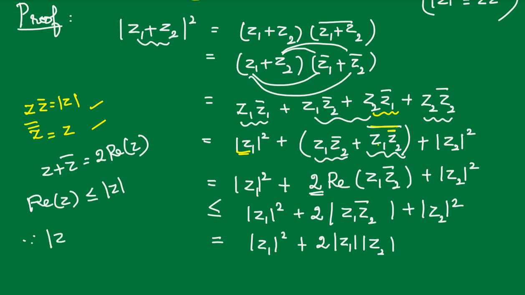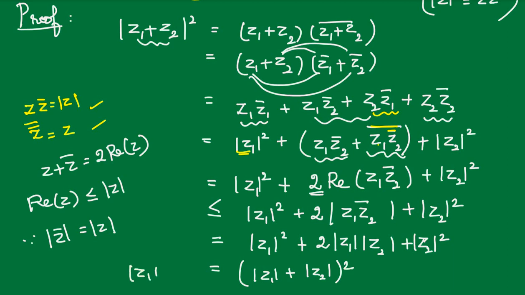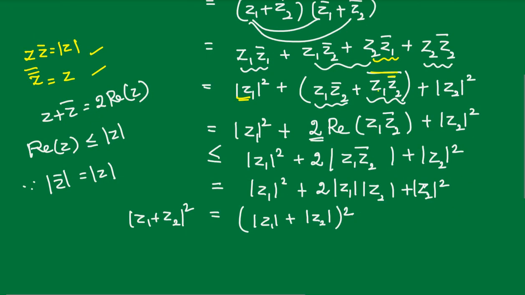Since we know that modulus of (z1 + z2) squared is equal to modulus of z1 plus modulus of z2 the whole square. Now both sides: the left-hand side is modulus of z1 plus z2 the whole square, which is less than or equal to modulus of z1 plus modulus of z2 whole square. Therefore, taking square root on both sides, it can be written as modulus of z1 plus z2 is less than or equal to modulus of z1 plus modulus of z2. Hence proved.